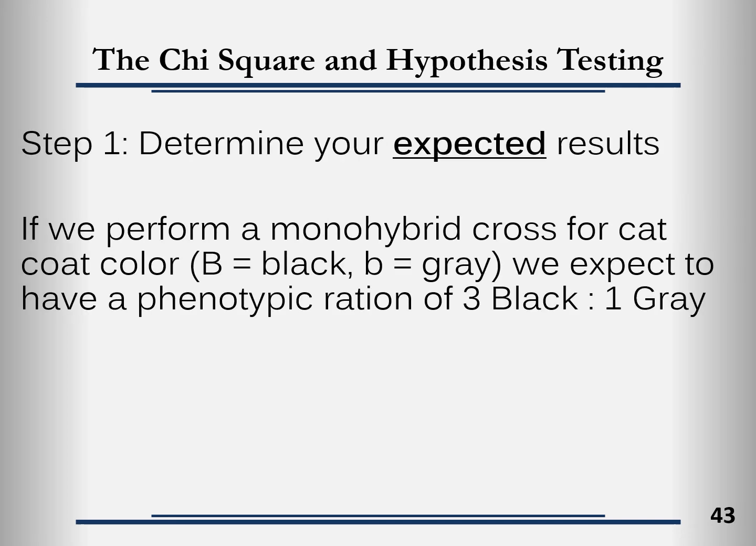The first thing you need to do is determine what results you expect to see. So let's say we perform a monohybrid cross for cat color, and the literature tells us that black fur is dominant to gray. If we do a monohybrid cross in a Mendelian scenario, we should expect a 3-to-1 ratio of black to gray.